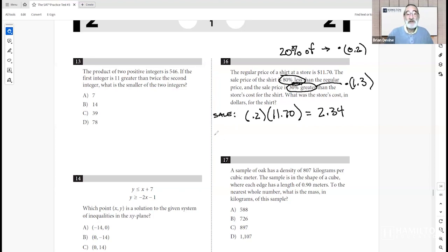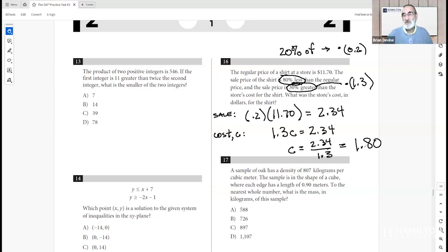And the cost then, we'll call it C, is going to be that, well, we took 130% of the cost and we got the sale price. And so C, in this case, the cost is going to be $2.34 divided by 1.3, which means that their cost was $1.80, which you could enter as 1.8. You don't have a dollar sign, so $1.80 is your answer.